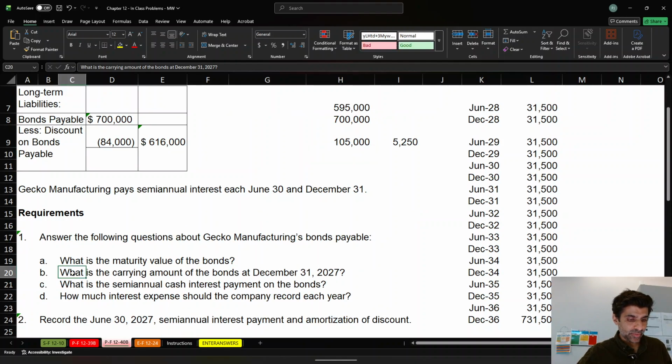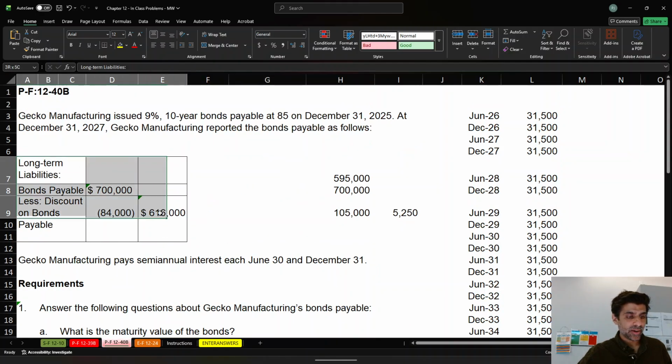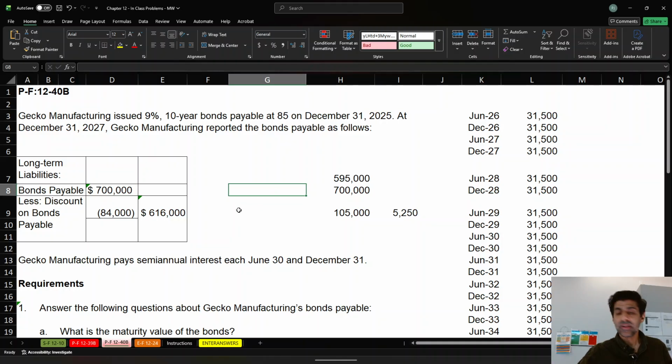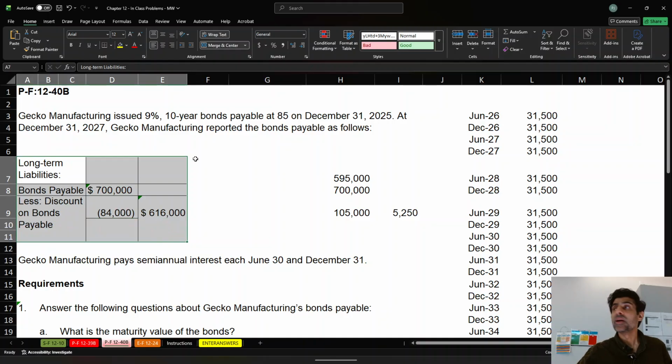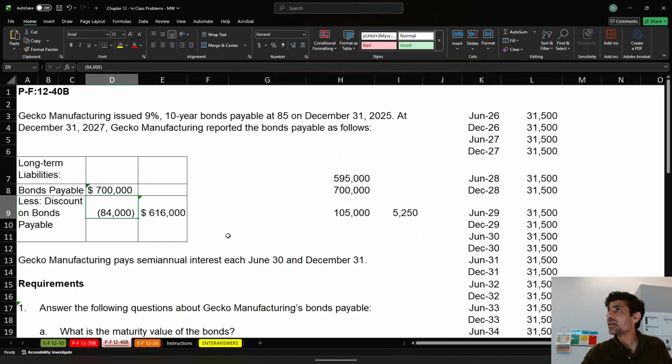Let's just go through this now. What is the carrying amount of the bonds as of December 31st, 2027? Well, it's telling you right here. What number is the carrying value? This one. It's just the face value minus the contra account balance. Okay. So remember, this is a credit and this is a debit balance. It's just giving it to you in this balance sheet form, but you should conceptually understand that a bond payable is a liability. That's a credit balance. Discount on bond payable is a contra account. That's a debit balance. And so the net is this credit balance, 616,000.